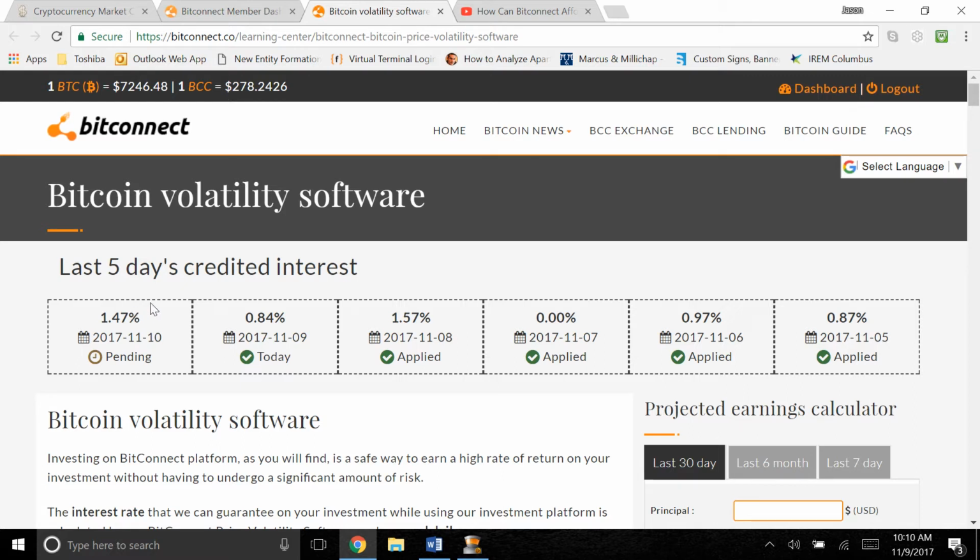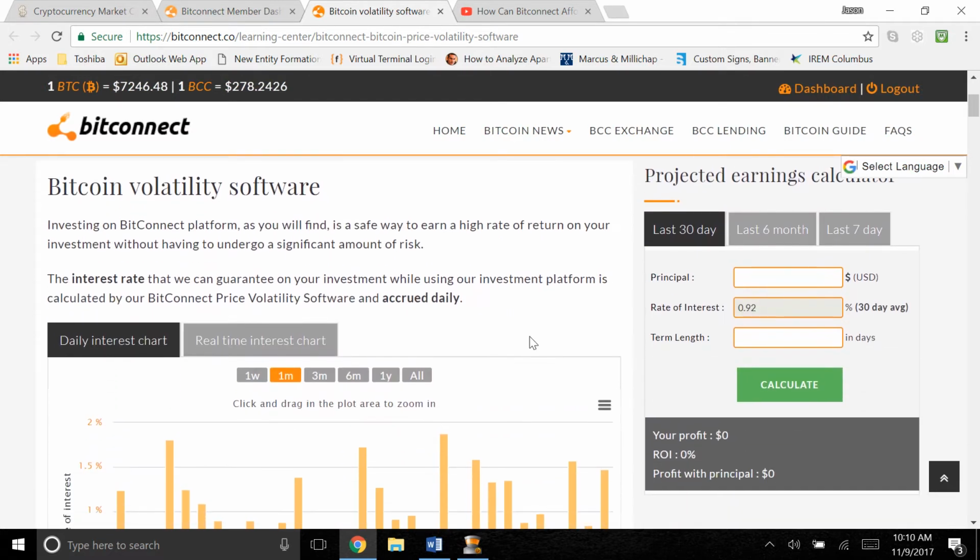All right, so 1.47. Today's payout is 0.84%. Day before was 1.57. And you look here on the 7th, we didn't make anything. They must have either lost money or just made zero, so they couldn't pay out anything. 0.97% and 0.87%. These are the daily returns.